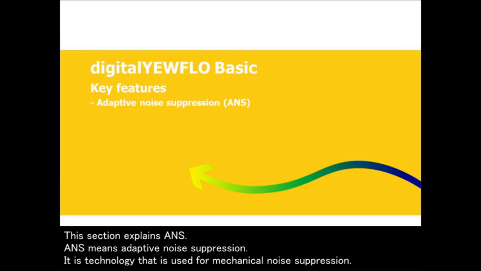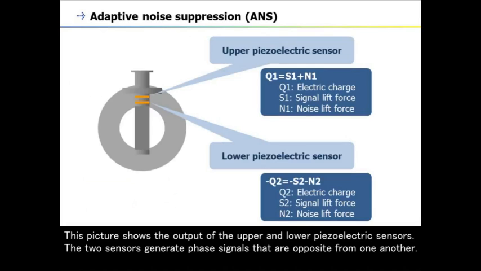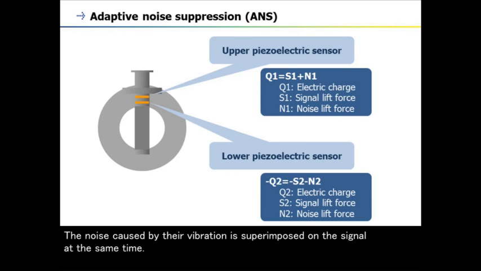This section explains ANS. ANS means adaptive noise suppression. It is technology that is used for mechanical noise suppression. This picture shows the construction of detector portion. The shutter bar assembly of the digital earflow is using 2 piezoelectric sensors. This picture shows the output of the upper and lower piezoelectric sensors. The 2 sensors generate phase signals that are opposite from one another. The noise caused by their vibration is superimposed on the signal at the same time.